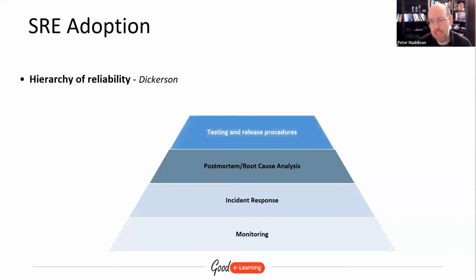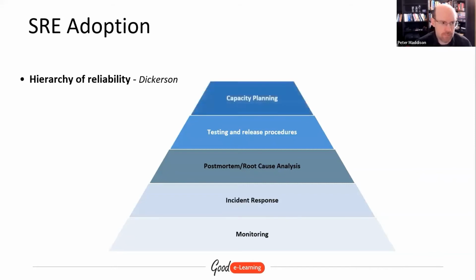Looking at testing and release processes, and this is looking at how do we validate what's being deployed out? Are we properly testing? Do we have test automation practices in place? Are we reducing the size of our changes? Are we deploying more often? Are we looking at continuous delivery? Are we putting things like feature flags in place? Are we doing all of these kinds of practices?